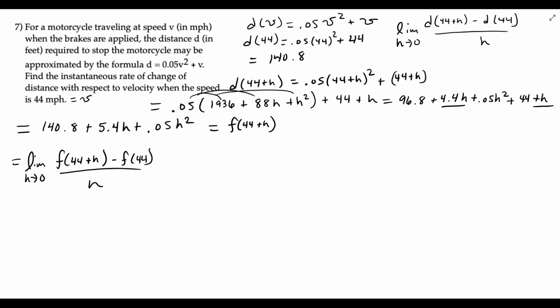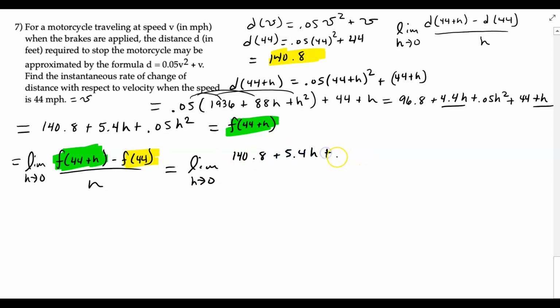Now I'm going to use what I know. This right here is this right here, and this right here is this right here. All right, I'm going to substitute the values that I have, and I'm going to have 140.8 plus 5.4h plus 0.05h squared minus 140.8, and as suspected, that cancels out. I divide everything by h, and what do I get?